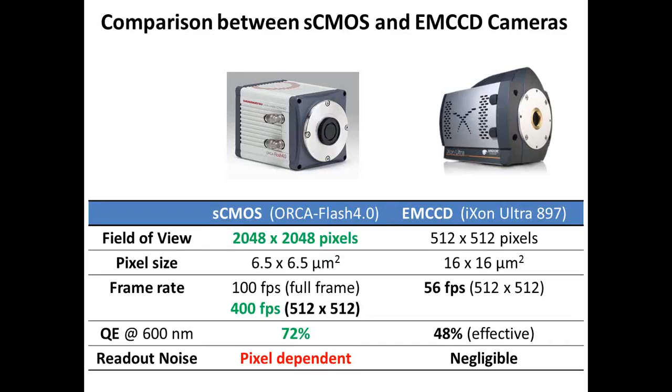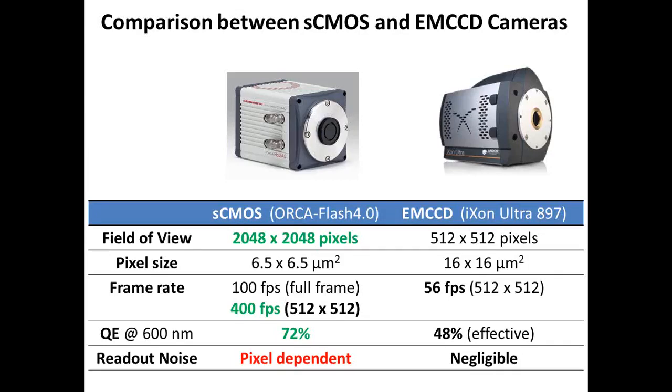So traditionally, EMCCD cameras have been used for single molecule localization applications. So here is a comparison between an SCMOS camera, where we use the Hamamatsu ORCA-Flash 4, and the standard EMCCD camera. One of the big advantages of using an SCMOS camera, of course, is you have a bigger field of view, 2048 pixels versus 512 by 512 pixels. And the frame rates that you can go are also considerably faster. At full frame, you can go 100 frames per second on the SCMOS, whereas it's about 56 frames per second on the EMCCD.